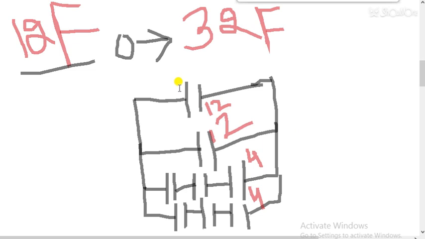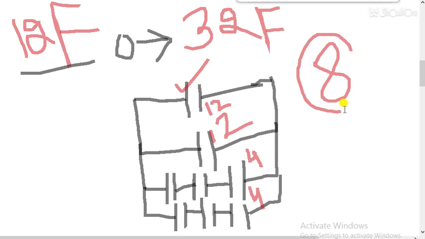From this combination I am getting 32 farad: 1 capacitor, 2 capacitors, 3, 4, 5, 6, 7, 8. So 8 capacitors are required in this question. Minimum 8 capacitors of 12 farad are required to get the 32 farad. I hope this is again clear.